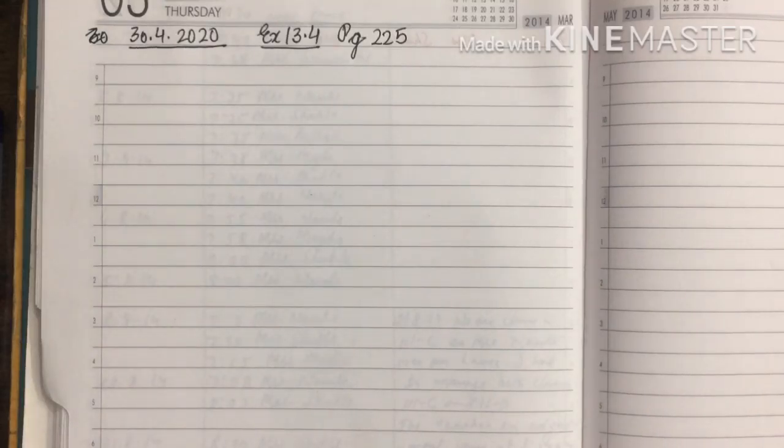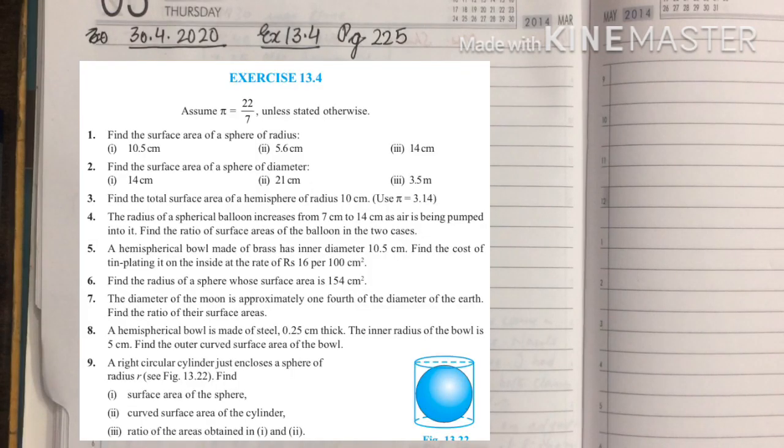Good morning, class 9th. We have started with exercise 13.4 based on the surface area of sphere and hemisphere. We have done the first 6 questions. Let us do the remaining ones.